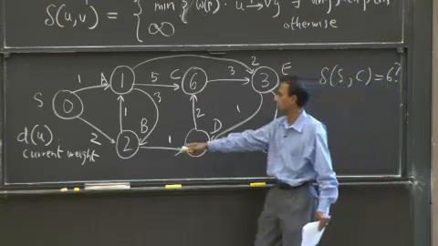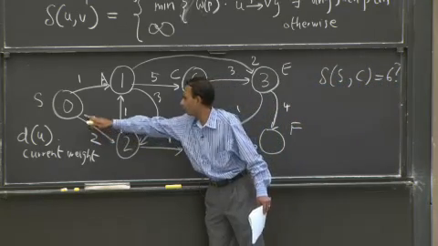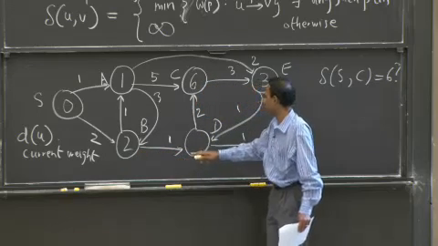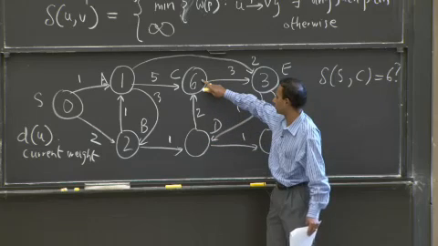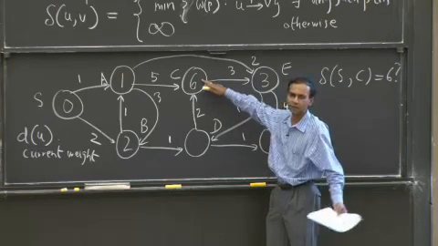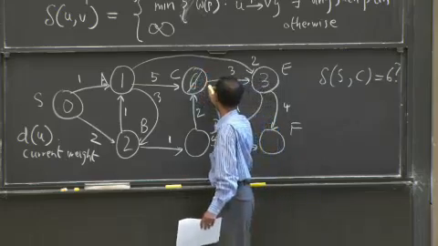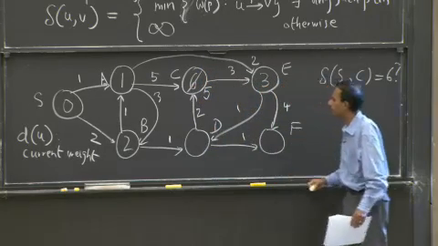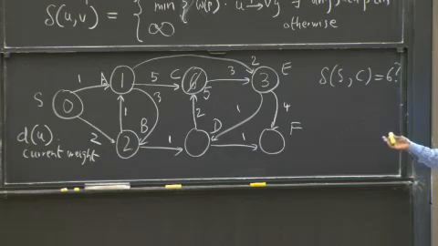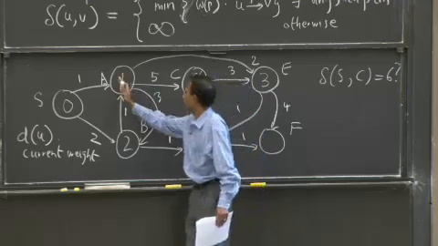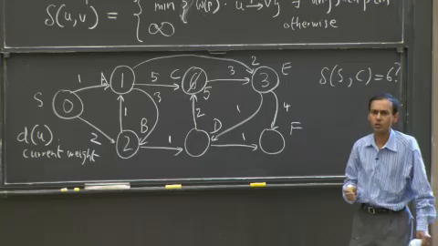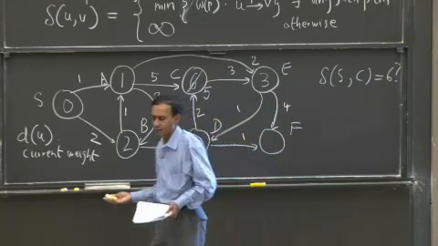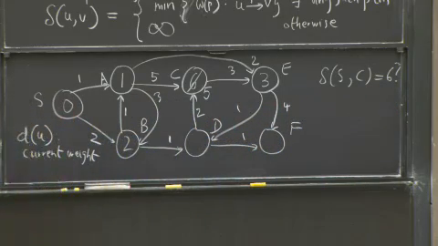I mean, one way is to go from S to B to D to C, right? And that would give me 5. So that's 5. Can I do better than 5? Not in this graph, okay? So it's not the case that the shortest length path gave you the shortest weight, the smallest weight, right? I mean, that was one example of that.